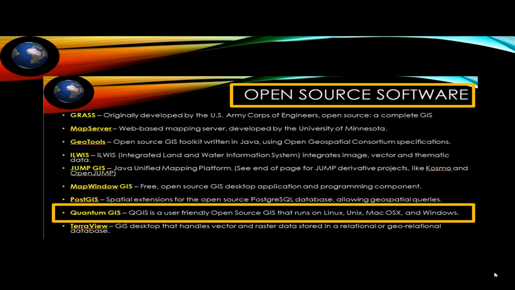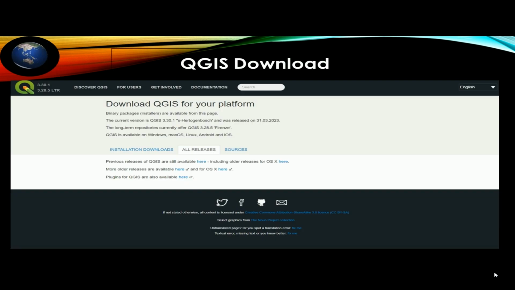I just want to make sure you should know what the open source softwares are. So that I have covered in my first class itself. So just bring that slide here. And then how to download? You have to go through your QGIS website and just type it.